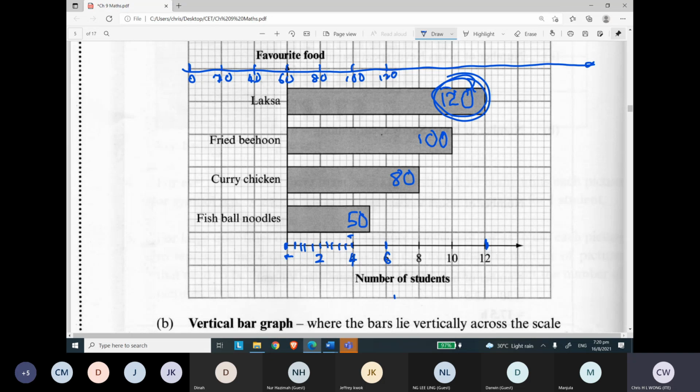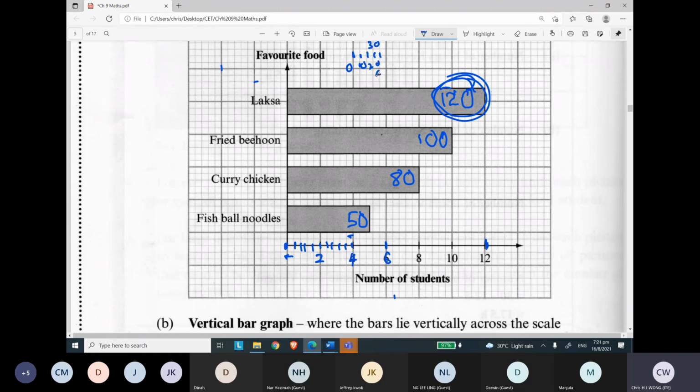Do you understand? So if I have 120, at the same time you also try not to make it too small. For example, you don't draw 120 very small when the number is very big. So what I'm going to do is this. Every square I represent 10. So this one is 0, this one is 10, another square 20. This is no good. You know why this is no good?